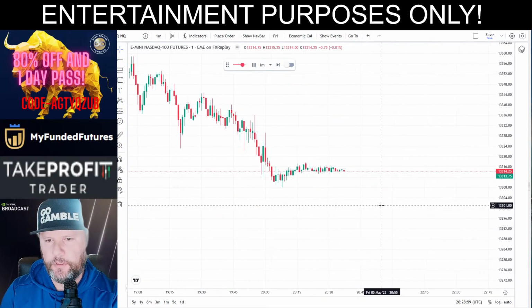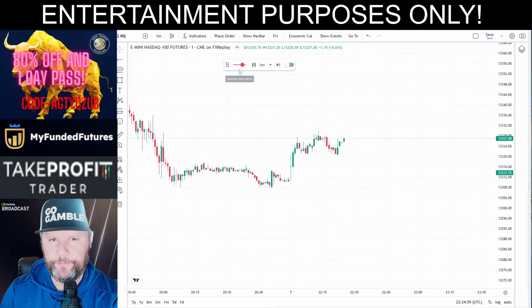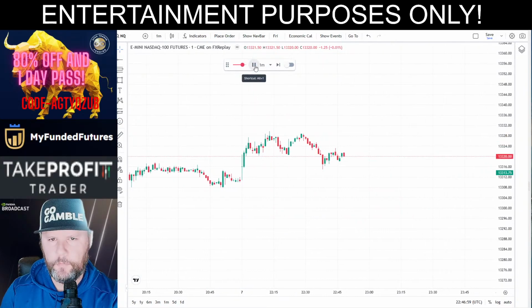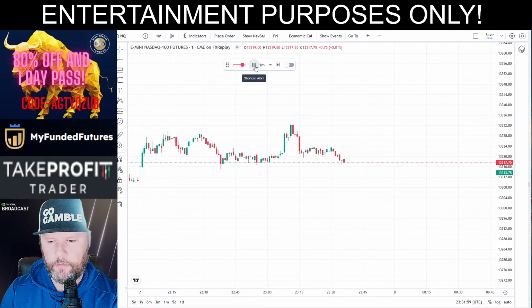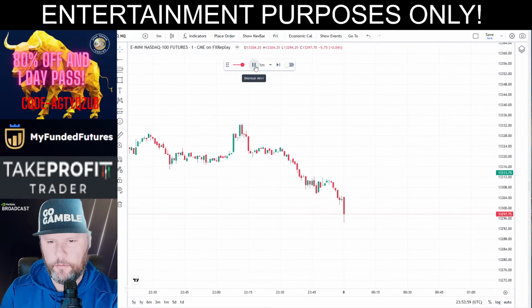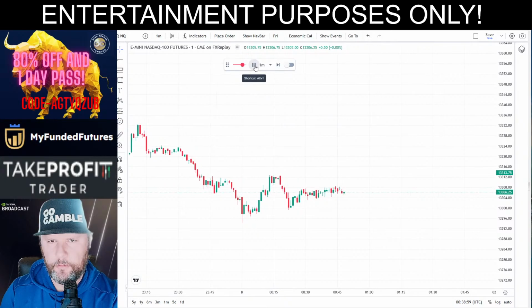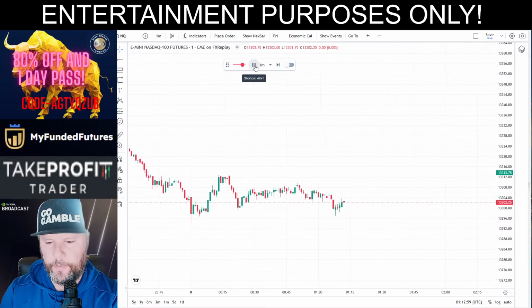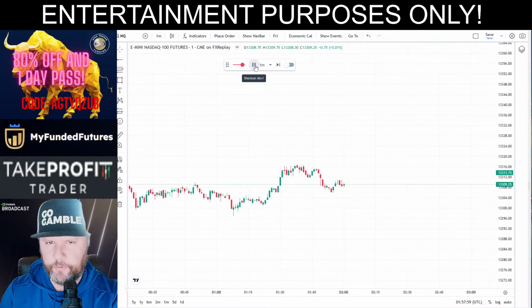Just doing a little backtest here if you're just joining us. All we're looking for is a fair value gap after an inversion. Now, how did that go? Okay, that's weird. We're just looking for a fair value gap after an inversion. That's all we're looking for.